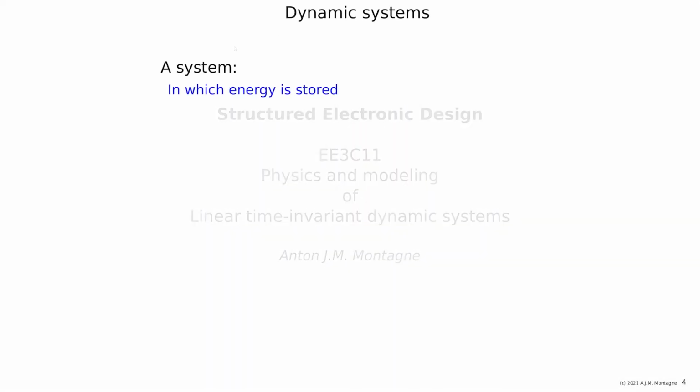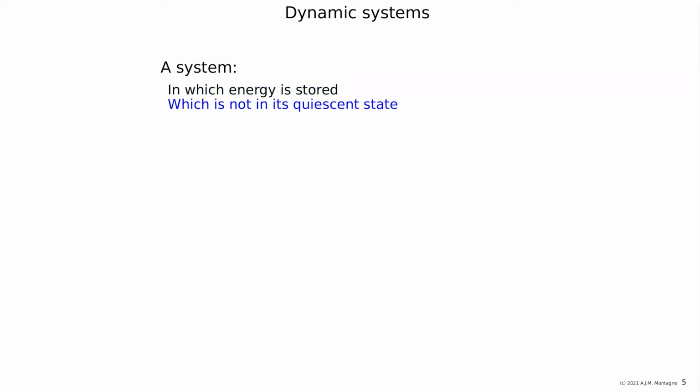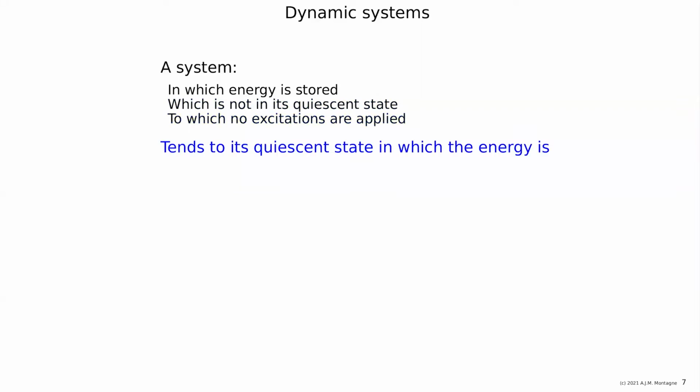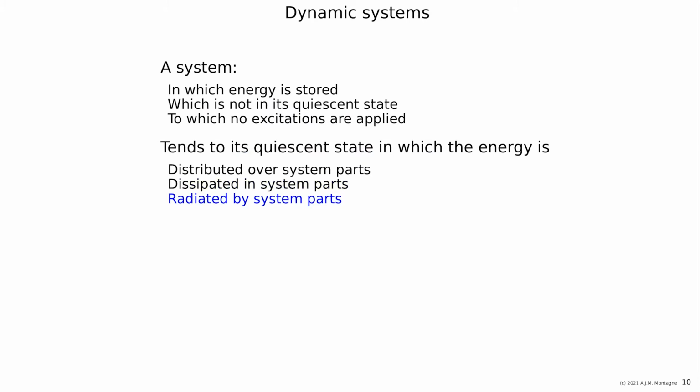A system in which energy is stored, a system which is not in its quiescent state, to which no excitations are applied, tends to its quiescent state, in which the energy is distributed over system parts, dissipated in system parts, or radiated by system parts.